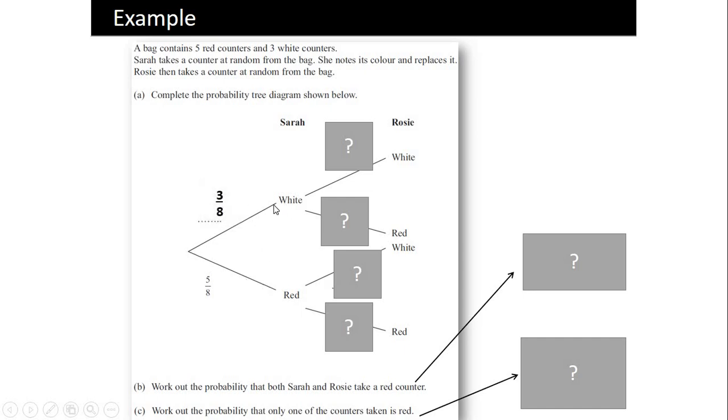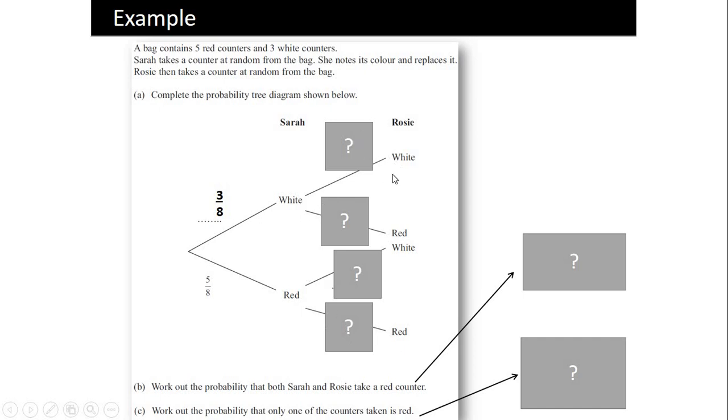So when we have got this branch here, note that these 2 probabilities must add up to a whole one. So 5 eighths plus 3 eighths is 8 eighths, which is 1. Then we move on. So if Sarah picked a white from the bag and puts it back in, Rosie can still pick a white or a red, which is why we have 2 options coming off here. But also we need to look at the other possibility that if Sarah picked out a red counter, Rosie could still pick out a white or a red counter.